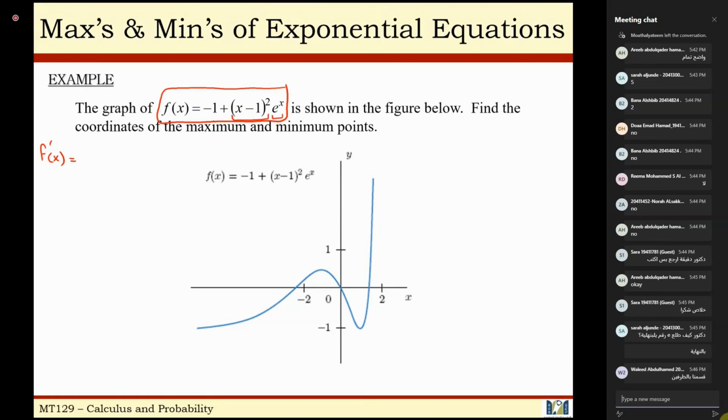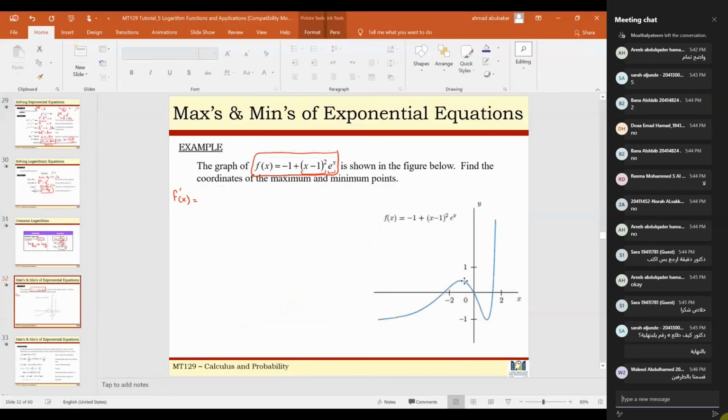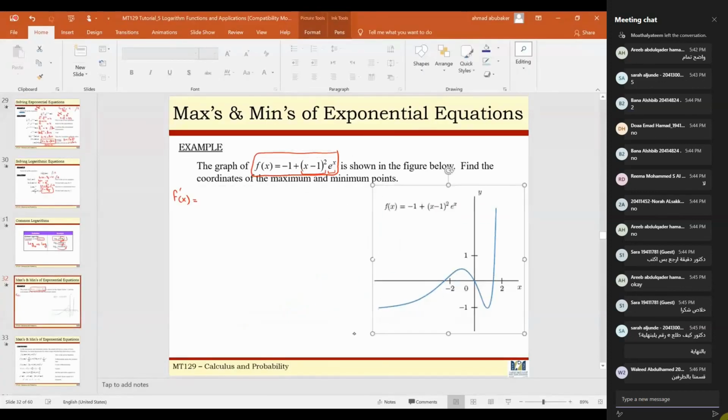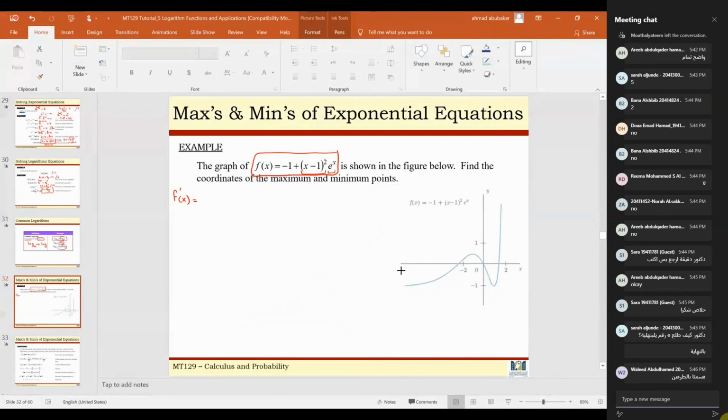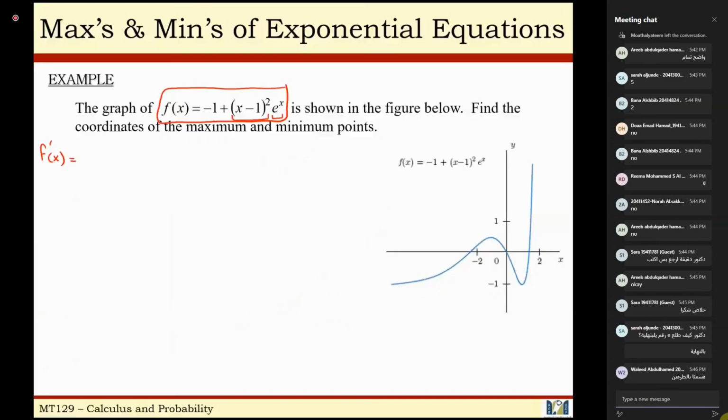Okay, firstly, I need to change the position of the graph. Wait. We can solve it without seeing the graph. Okay. Look at this.